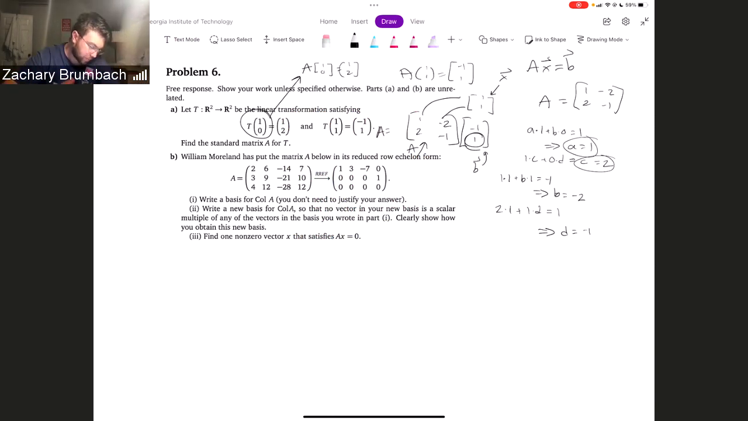William Moreland has put the matrix A in its row reduced echelon form. Write a basis for the columns of A. Pretty easy. Remember our basis for columns of A? Pivot columns. So that's this column and this column: 2, 3, 4, and 7, 10, 12. Cool.